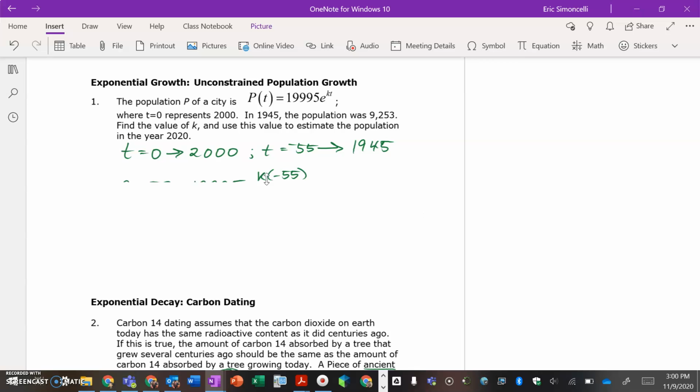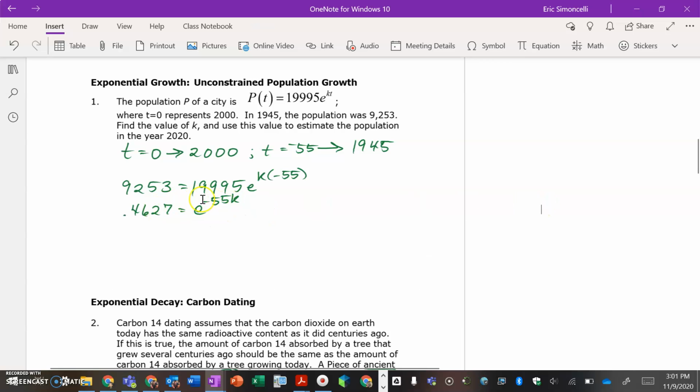It continues as such. So if you use the equation up above, plugging in 9,253 for P of t, again knowing the original value of 19,995 at the year 2000, times e to the k times negative 55. So here, if you haven't already noticed, we have everything but k. We don't know how the population is growing. All we know is that it is growing over time. So let's calculate this. We divide both sides by 19,995, and we get that value, 0.4627. It's still set equal to e to the negative 55k power.